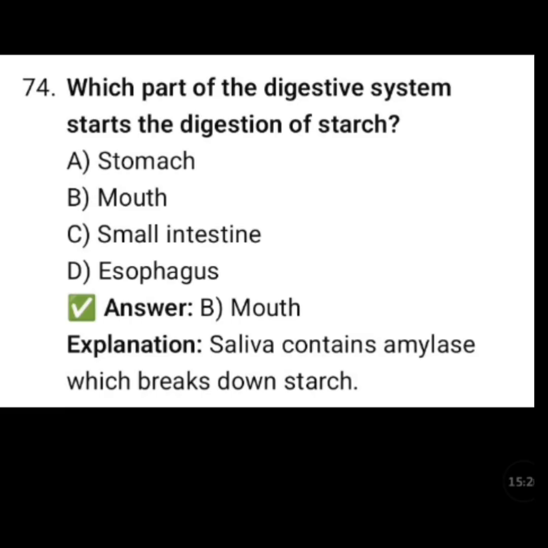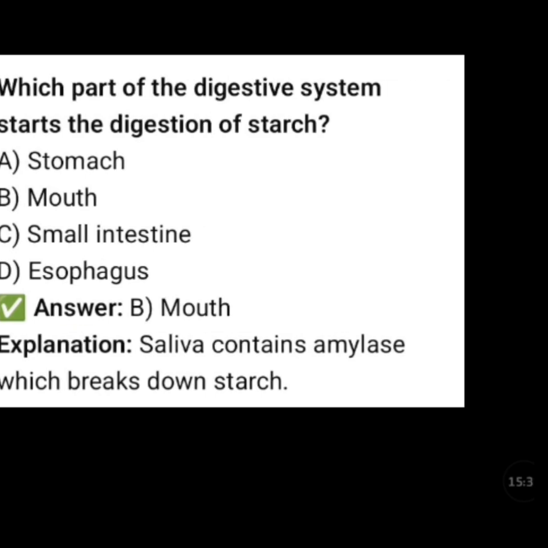Which part of the digestive system starts the digestion of starch? Stomach, mouth, small intestine, esophagus. Mouth. The correct answer is option B, mouth. Saliva contains amylase which breaks down starch.